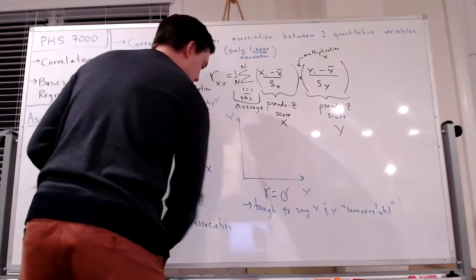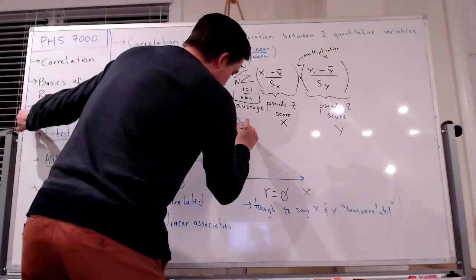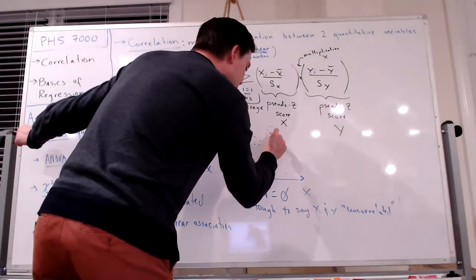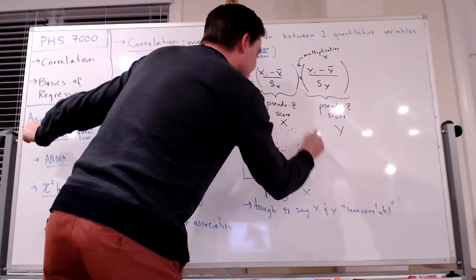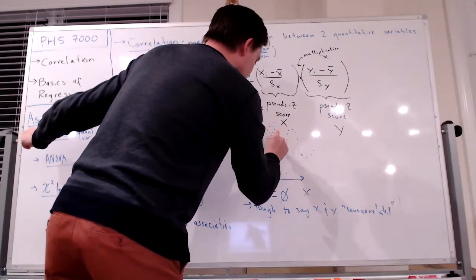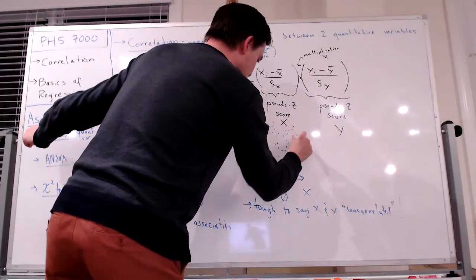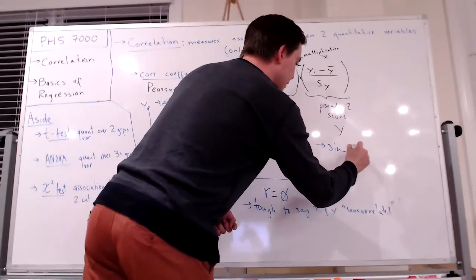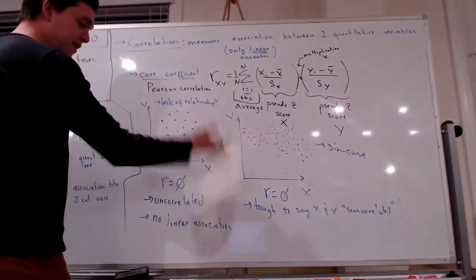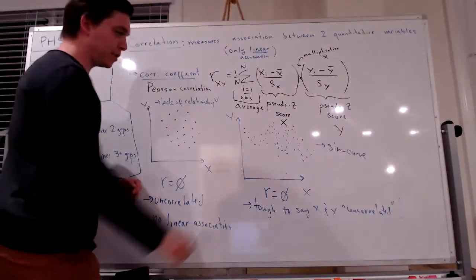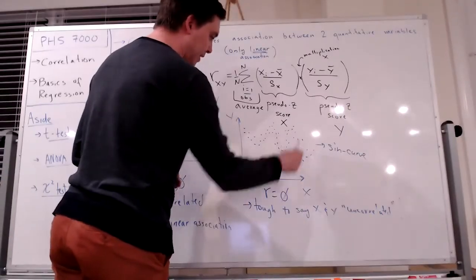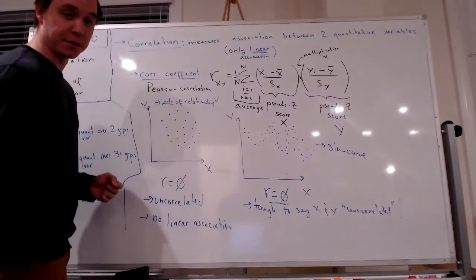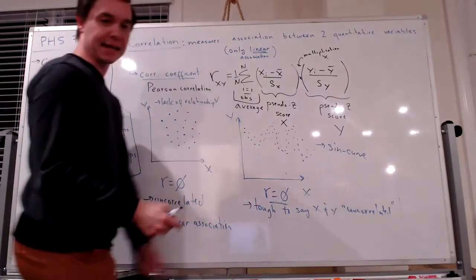We can take it a step farther. Here's a sinusoidal relationship. Right? Sine curve. It's definitely incorrect to say that X and Y are uncorrelated, because it's supposed to look like a sine curve. But that correlation coefficient, the Pearson correlation coefficient, will come up with a 0 in this case.